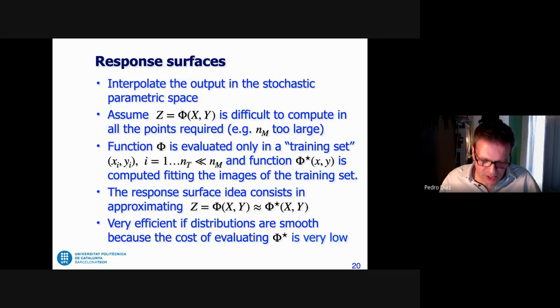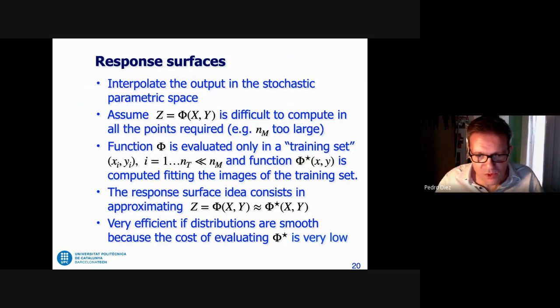And then you get a number of responses associated to these points. What you do is fit a function, doing any kind of functional approximation, polynomials, splines, kriging, whatever you want to use, in order to approximate your function phi by a function phi star. That's what we call a response surface, an approximation of phi characterized with the usual functional approximation techniques.